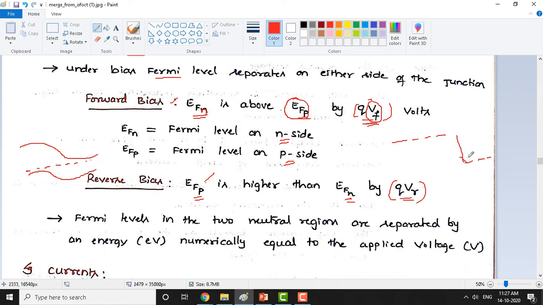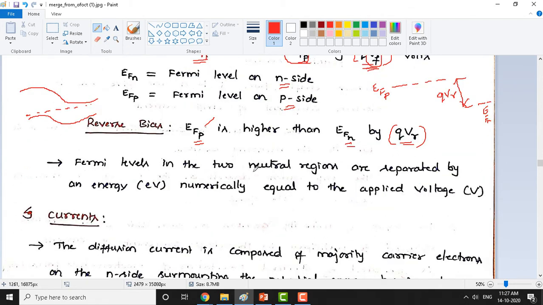This distance here between EFP and, if I call this EFN, this distance will be Q times VR. This is the P side and this is going to be the N side. So the Fermi levels in the two neutral regions are separated by the energy electron volt numerically equal to the applied voltage, which is V.